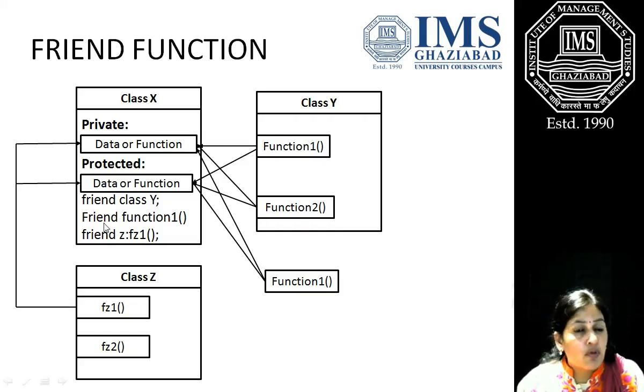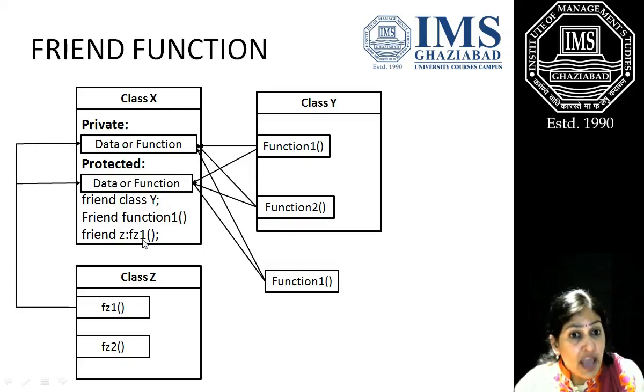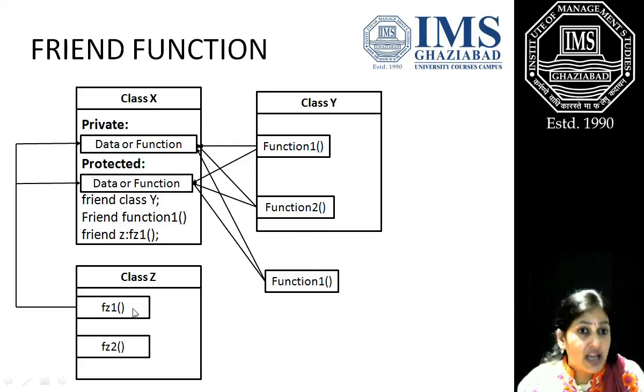It contains one more friend function, function1. Function1 is a normal function. Now function1 can also access the private and protected data of class X. fz1 is also a friend function of class X, which is a member function of class Z. That means fz1, which is the member function of class Z, can also access the private and protected data of class X because it's a friend of class X.